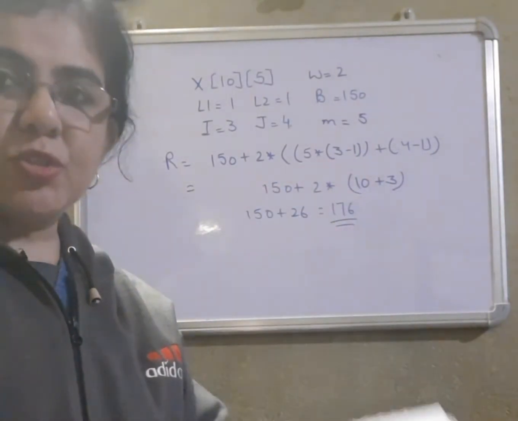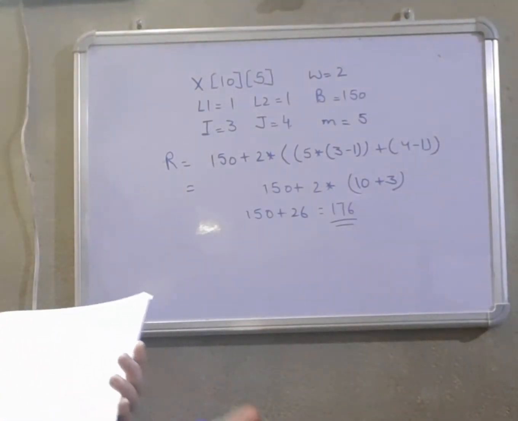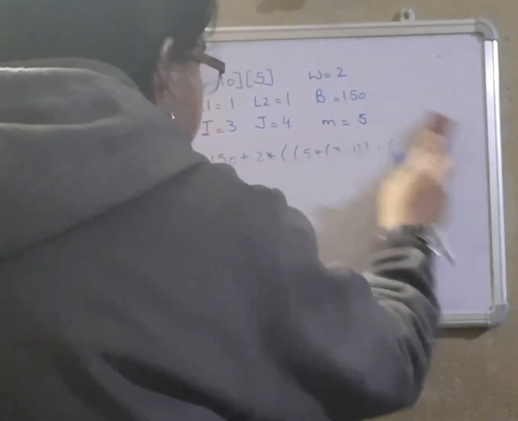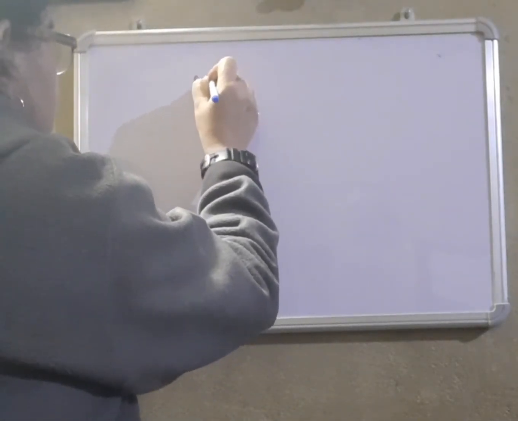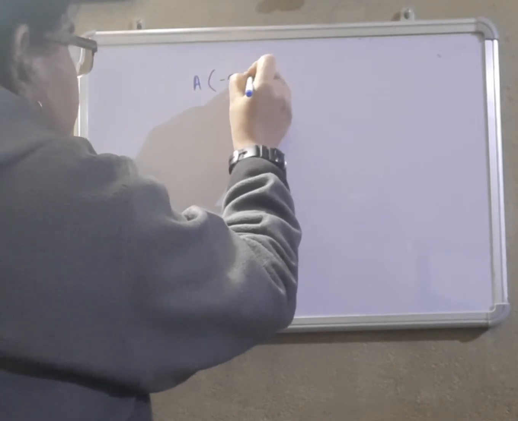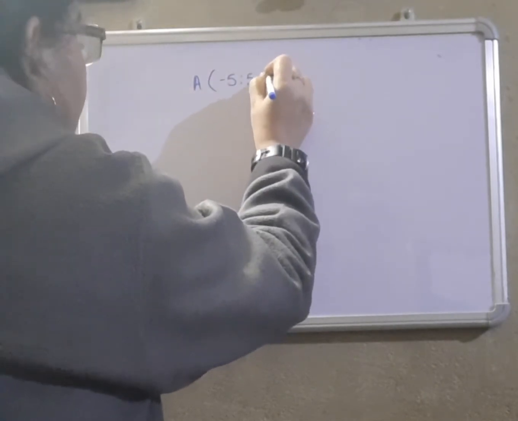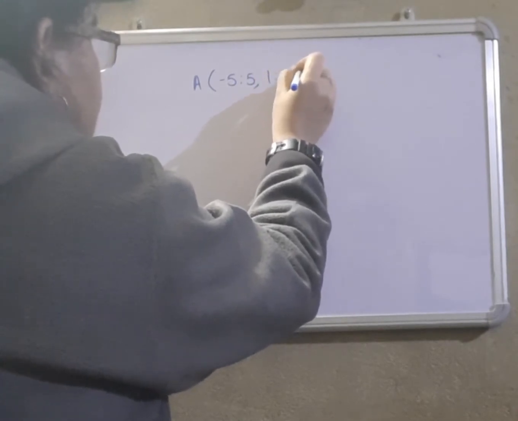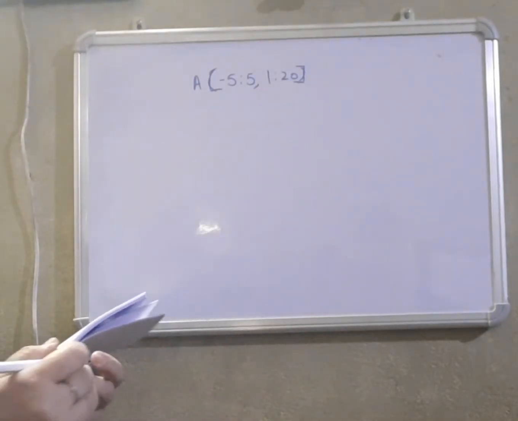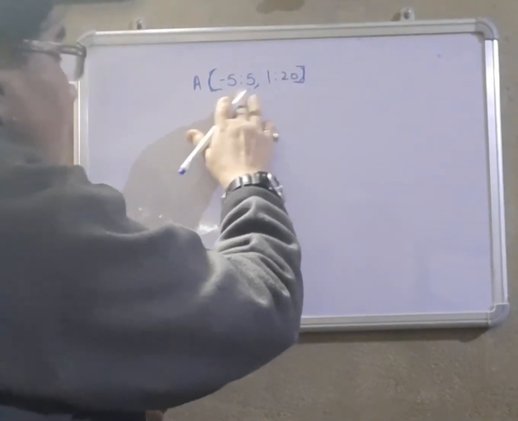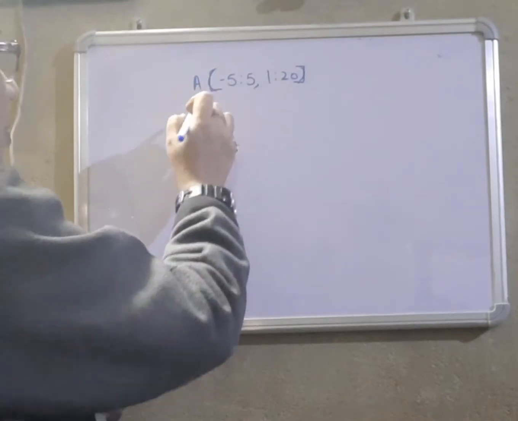But there are some other questions also which are something like confusing. Let's see that also. Like a question has come. A is a two-dimensional array as A minus 5 is to 5. That means your matrix is having this type of shape. And comma 1 is to 20. This is your matrix. Now this seems quite confusing. This is the rows and this is the column. How do we calculate the total rows and columns?